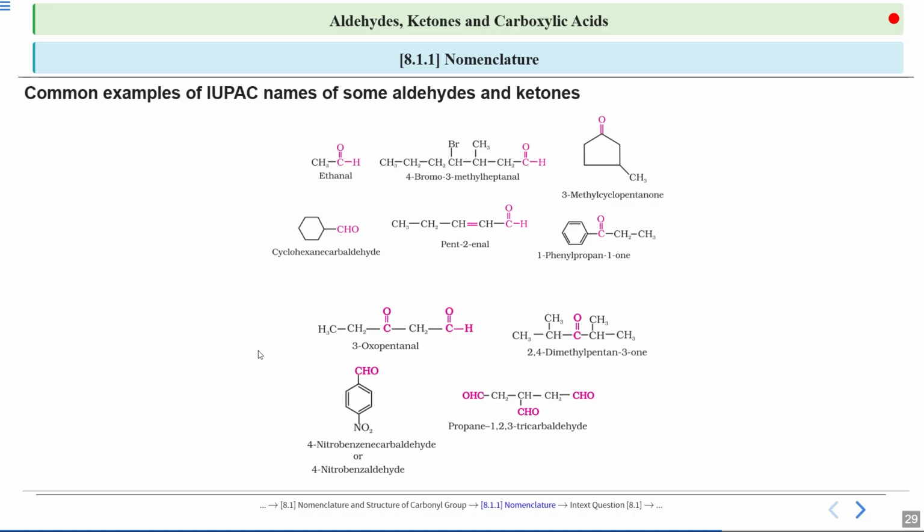If you see over here, this is 4-nitrobenzaldehyde, or you can write it as 4-nitrobenzene carbaldehyde. And look over here, there are 3 CHO groups attached. So 1, 2, 3. So this is propane-1,2,3-tricarbaldehyde. These are the common examples of IUPAC names of aldehydes and ketones.